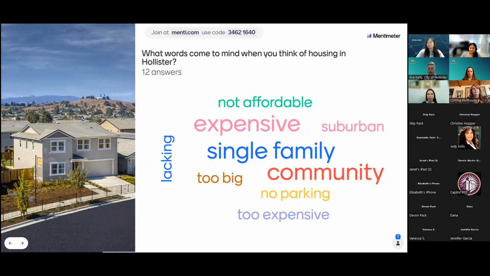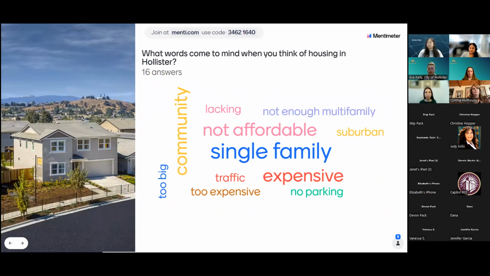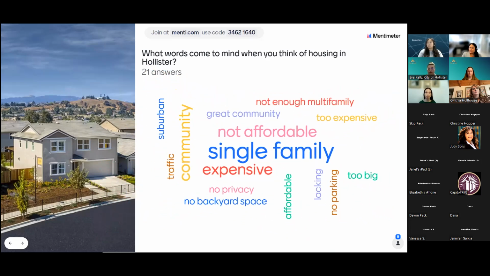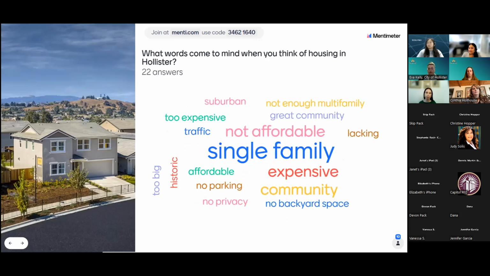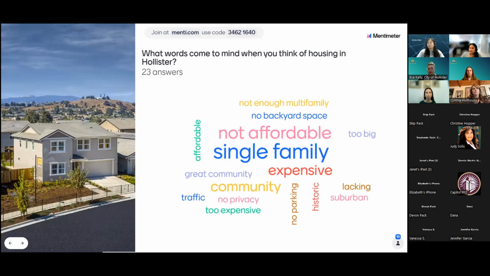All right. So we can see, and people can still keep inputting as we dig a little bit deeper into these trends that we're seeing, but it looks like some of the themes are single family, not affordable. And then we also see that there's some feedback on the community. It seems like there is a strong community here, and there's some focus on historic as well. So if anybody would like to go off of mute and maybe elaborate on any of their responses here, that would be great.